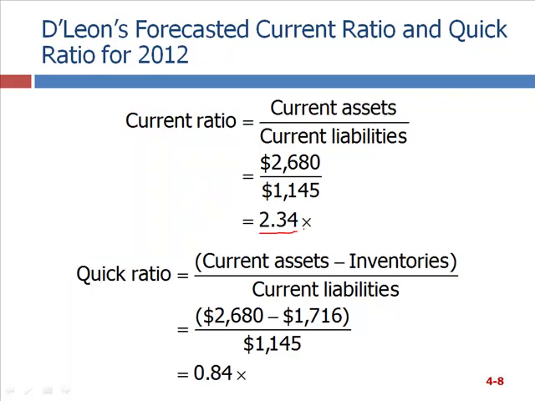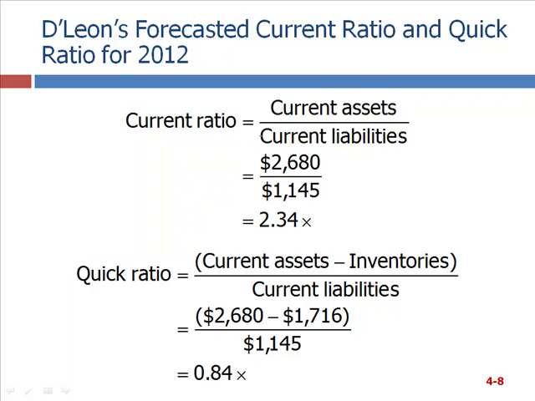The little X that you see here is nothing to worry about. It just means times. It's not like an unknown variable that you have to solve for. It just means 2.34 times. In other words, the level of current assets is 2.34 times what we have in current liabilities. Think about what that means for just a minute.